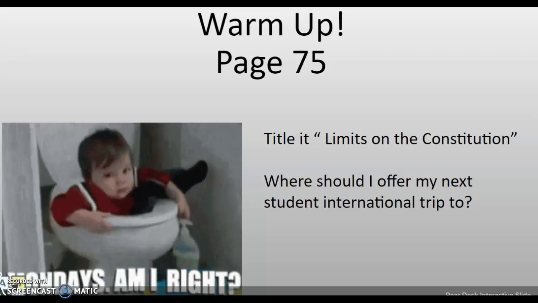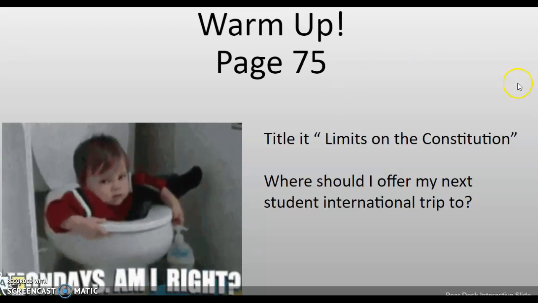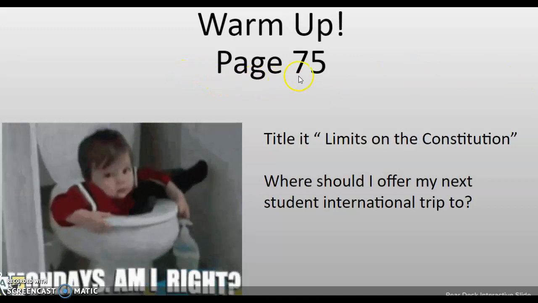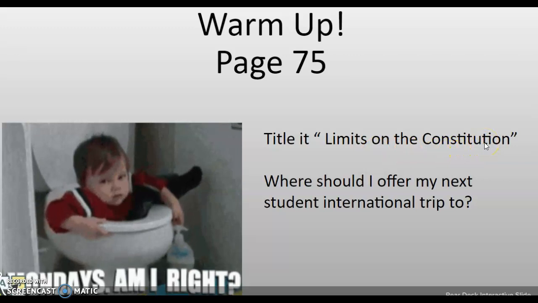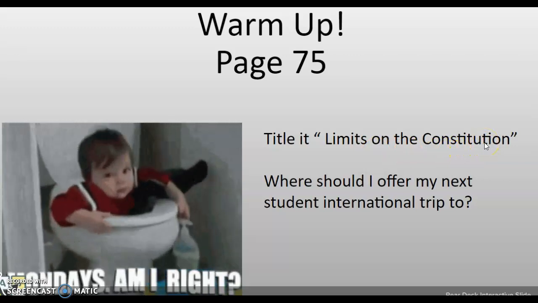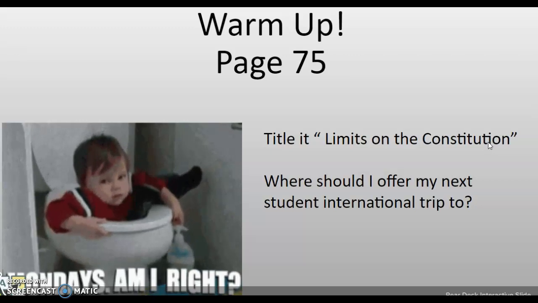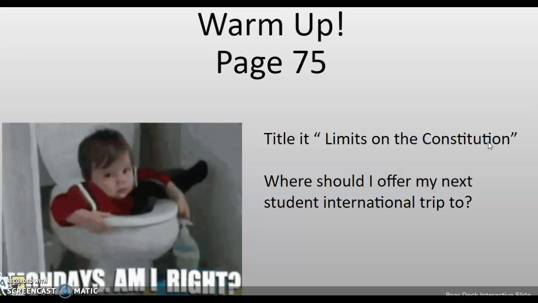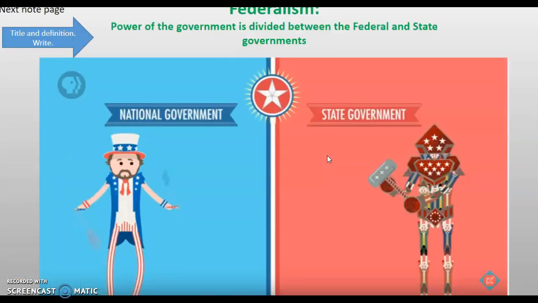Today in class, we worked on our next principle of government, which is federalism. But first, we went to page 75, entitled Limits on the Constitution. We kind of have an overall review of the principles and what they were for. You can get these from somebody when you come into class the next time I see you.